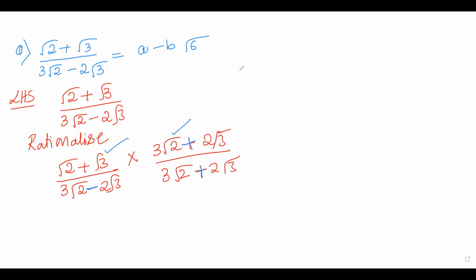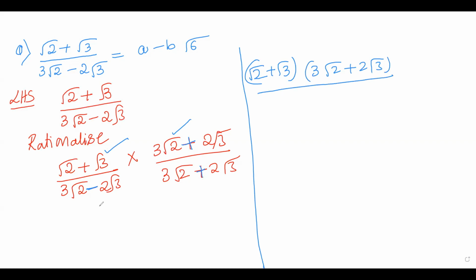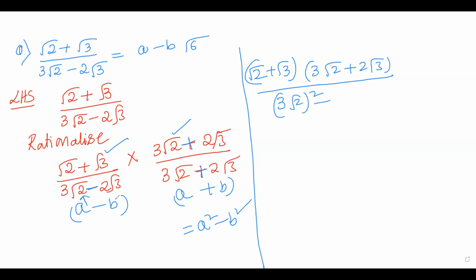Numerator into numerator. Denominator into denominator. It is in the form of a minus b into a plus b, so it can be written as a square minus b square. A value is 3 root 2, a square. B value is 2 root 3.